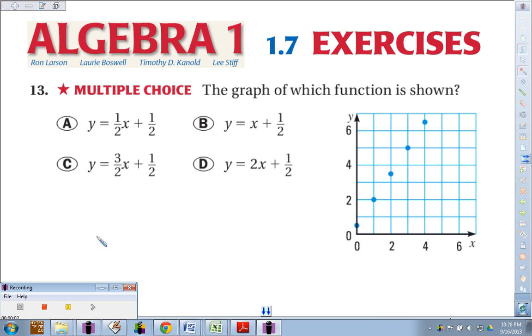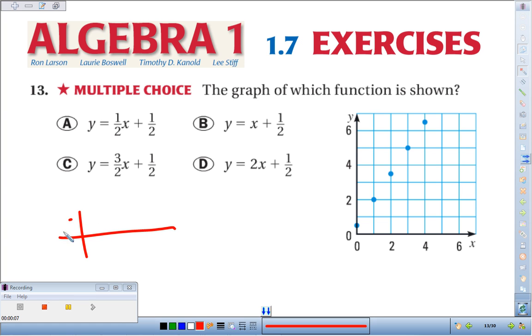In number 13, we're supposed to decide the graph of which function is shown. I'm going to make a table of values to help myself out here. X, Y coordinates, we've got, well, if this is 1, this looks like it's got to be a half. So we've got 0.5. Then we've got 1 over 1 and up 2. So we've got 1, 2.